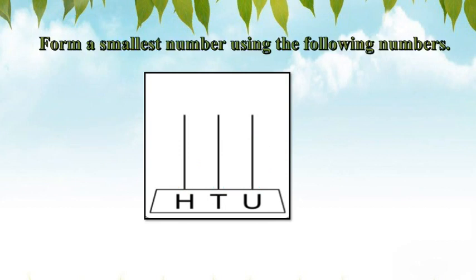Students, this is another question of smallest number. In this task also you have to form a smallest number using the following numbers. Here it is, say 763. Are you ready? Okay, let's start. Yes, we can create 367 using these numbers. Okay, right?